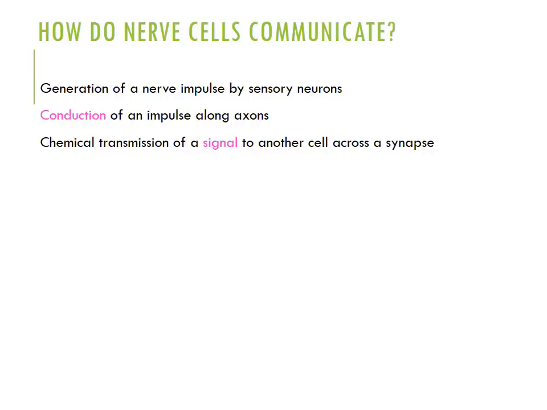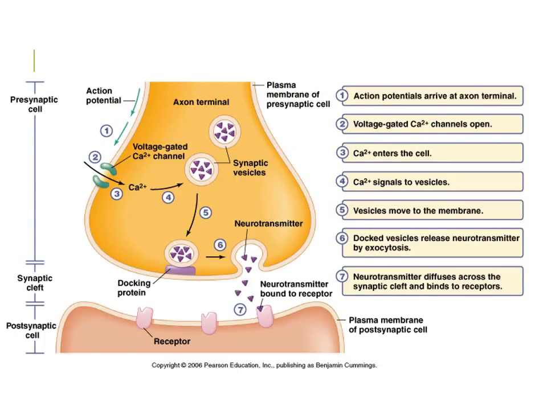So we generate a nerve impulse by our sensory neurons. It's the conduction of an impulse along those axons that is how nerve cells communicate with each other and with other cells. It's the chemical transmission of a signal to another cell across a synapse. Remember that synapse is the gap between those cells. And you can see it here in this final picture. So we've got our action potential traveling along the axon. Axon terminal means the end of the axon. So we're at the end of the axon. We've got our action potential going down here, arriving at the axon terminal.